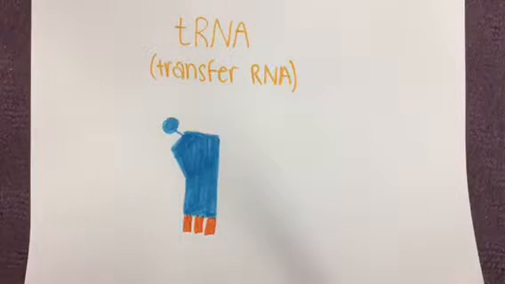The third kind of RNA is tRNA, or transfer RNA. tRNA transports amino acids to the ribosome to be assembled. In cells, tRNA forms a characteristic L shape. One end of the L has an anticodon that recognizes an mRNA codon. The other end is attached to an amino acid.